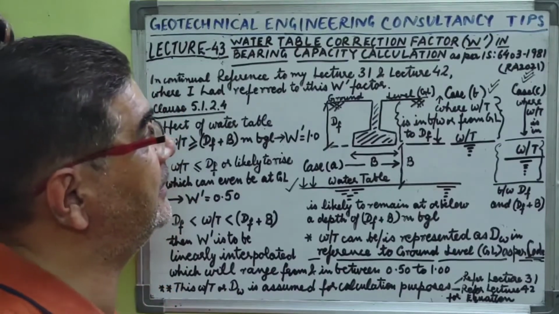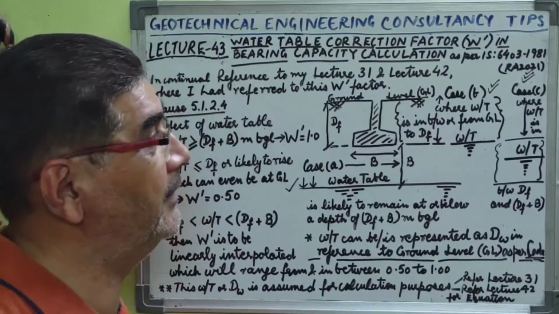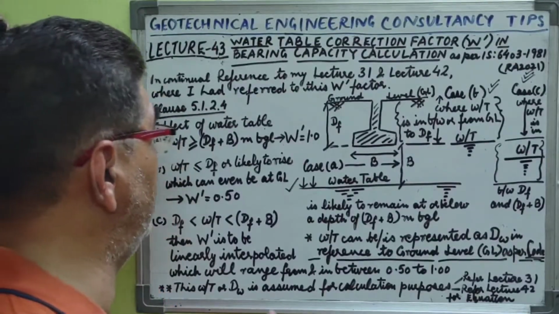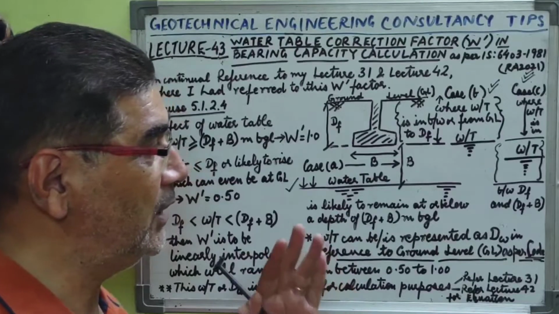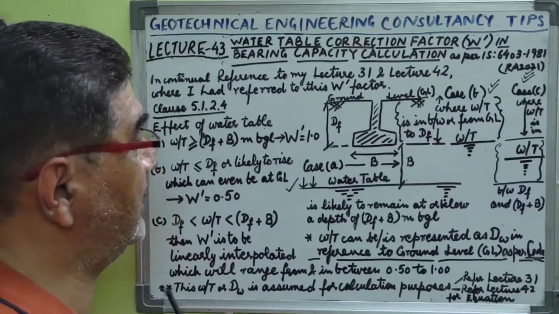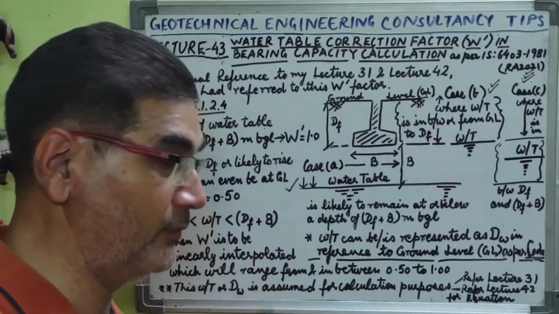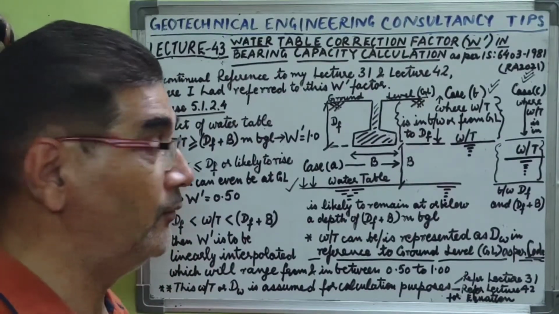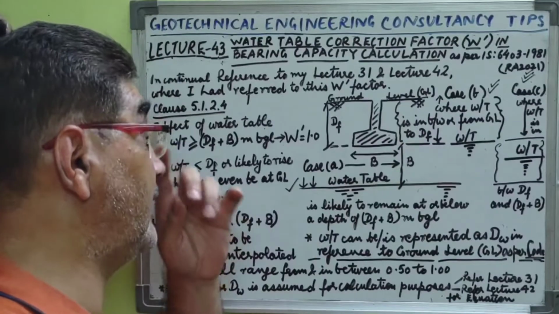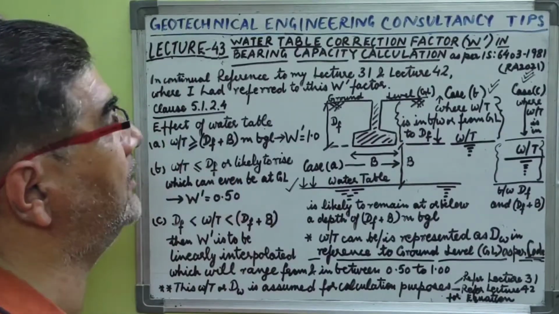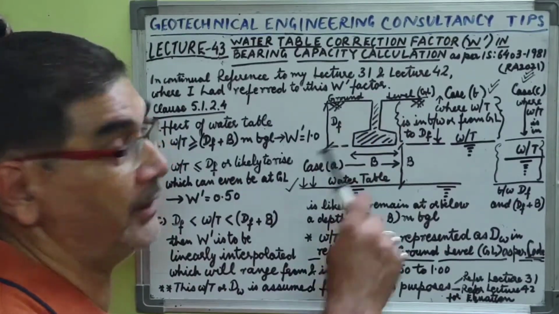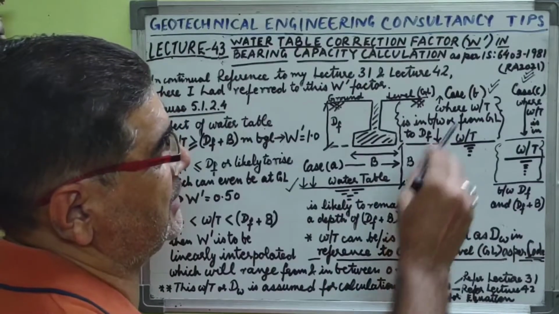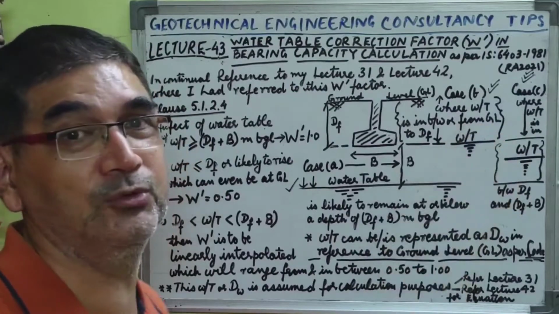As I had promised you in my previous lecture number 42 on the bearing capacity equation, I would be finishing off this bearing capacity equation with the very important factor, the water table correction factor in bearing capacity calculation, as per Indian Standard Code IS 6403-1981, Reaffirmed 2021.